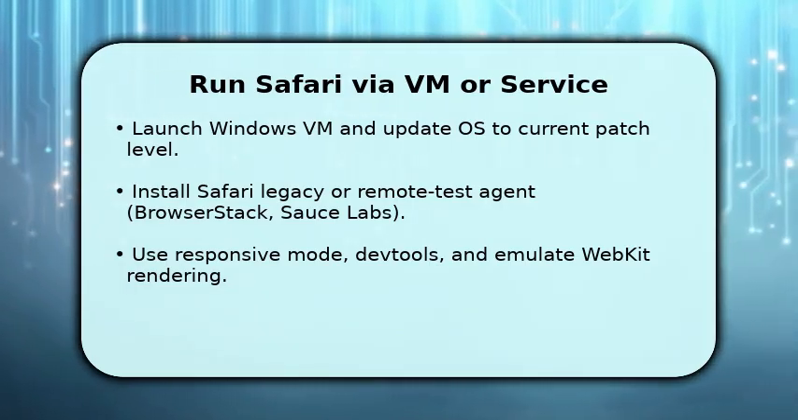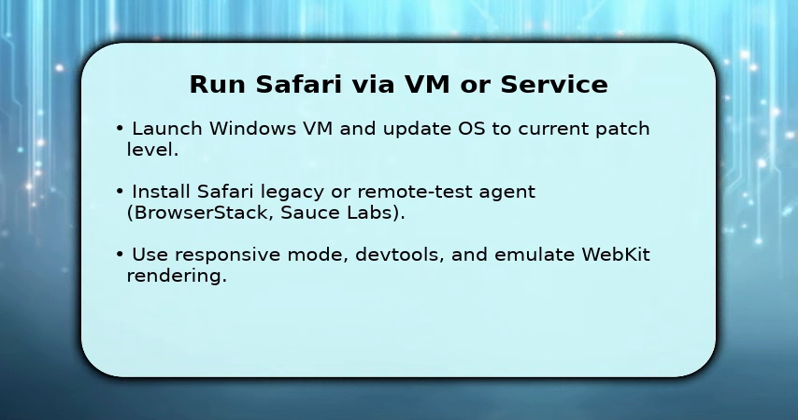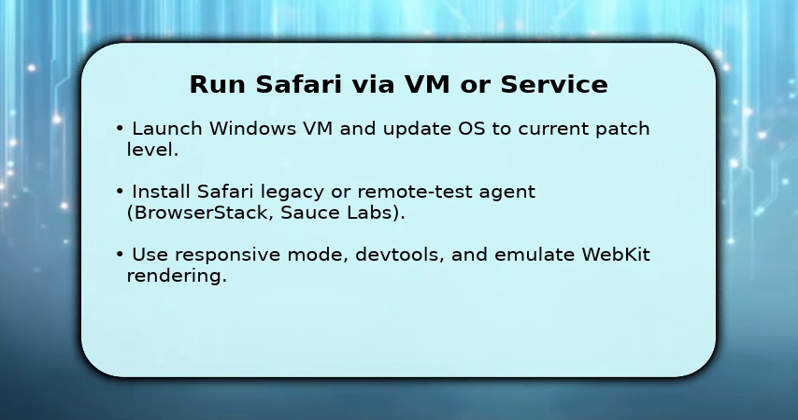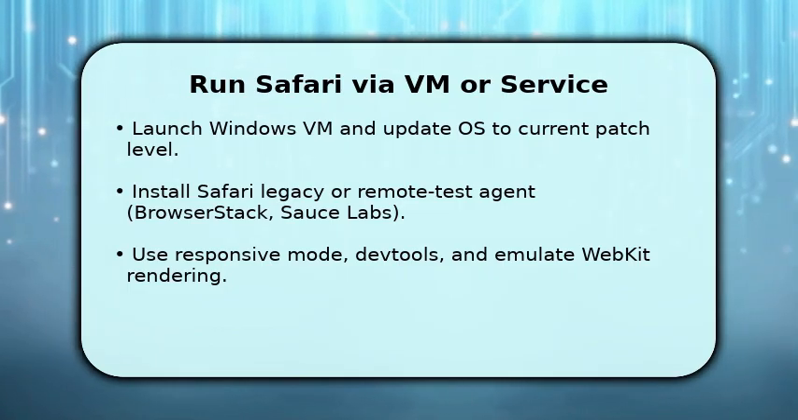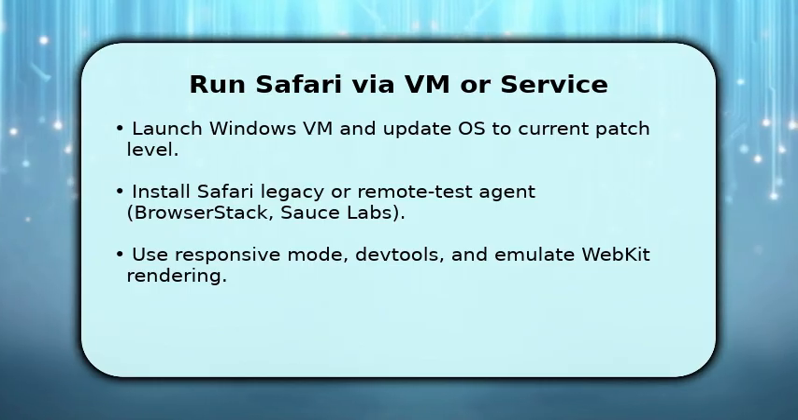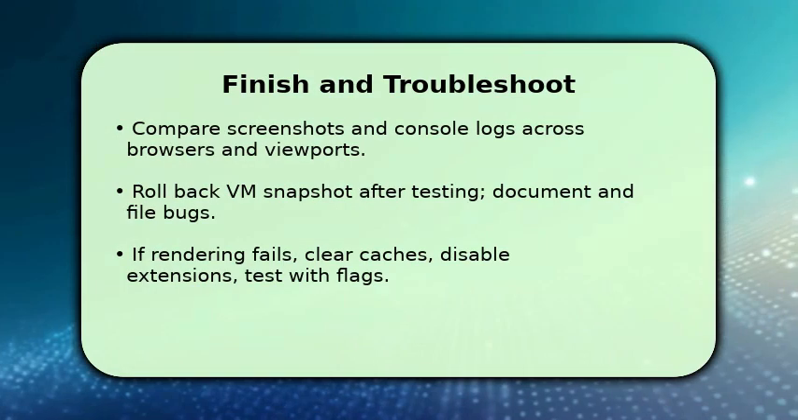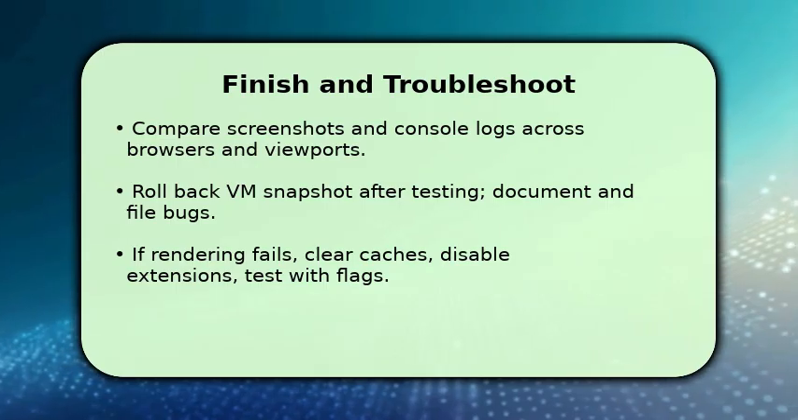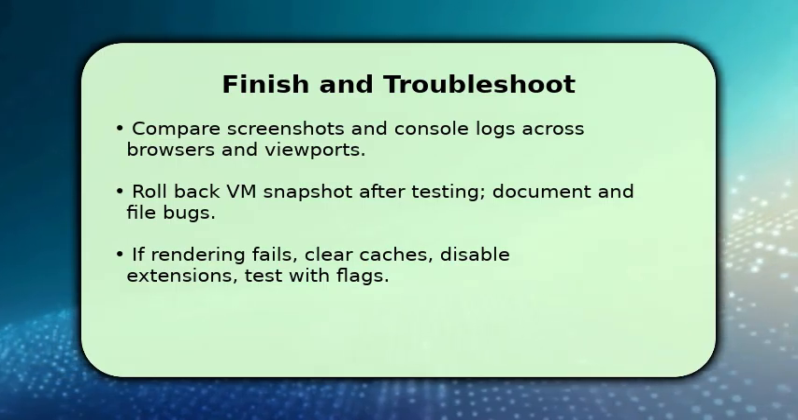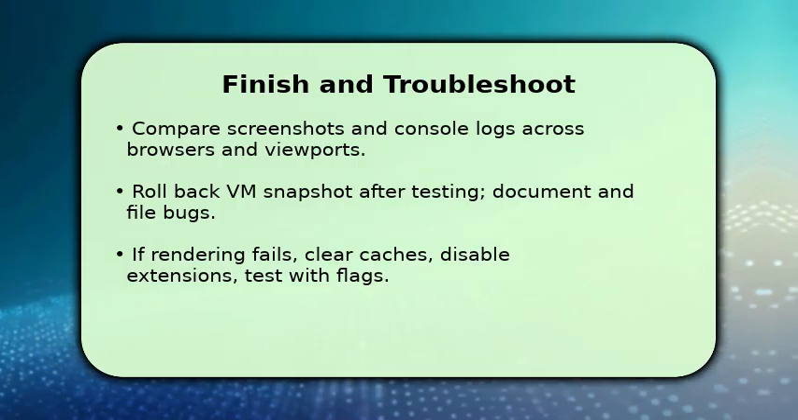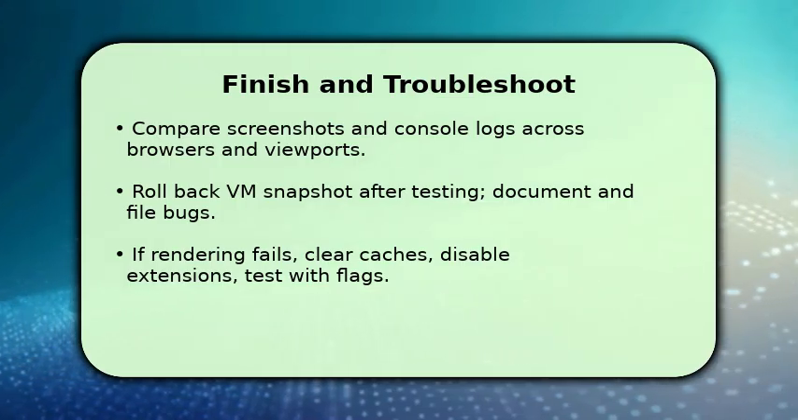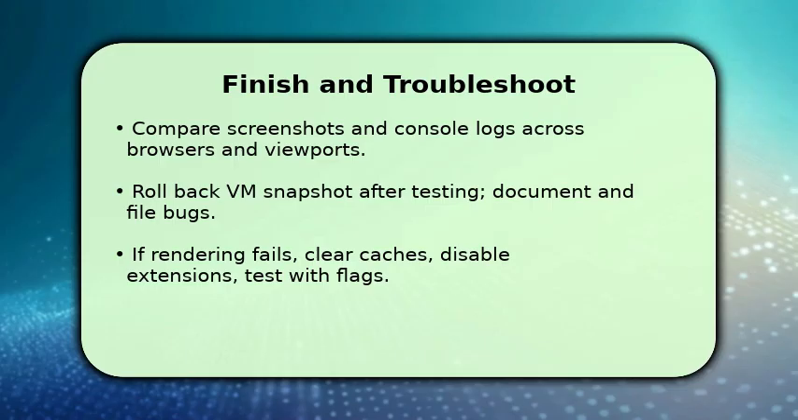While testing, take screenshots and record sessions. This provides artifacts for bugs and ensures you can reproduce rendering differences later. Conclude by capturing final screenshots and exporting console logs so you can compare Safari on Windows versus other browsers. File issues with clear reproduction steps and attach artifacts. Once done, revert the VM snapshot to a clean baseline and record any environment-specific notes.